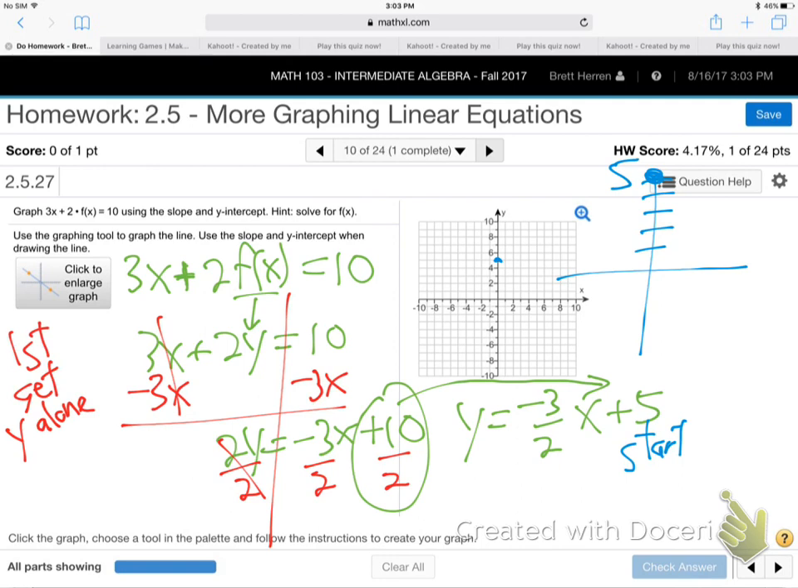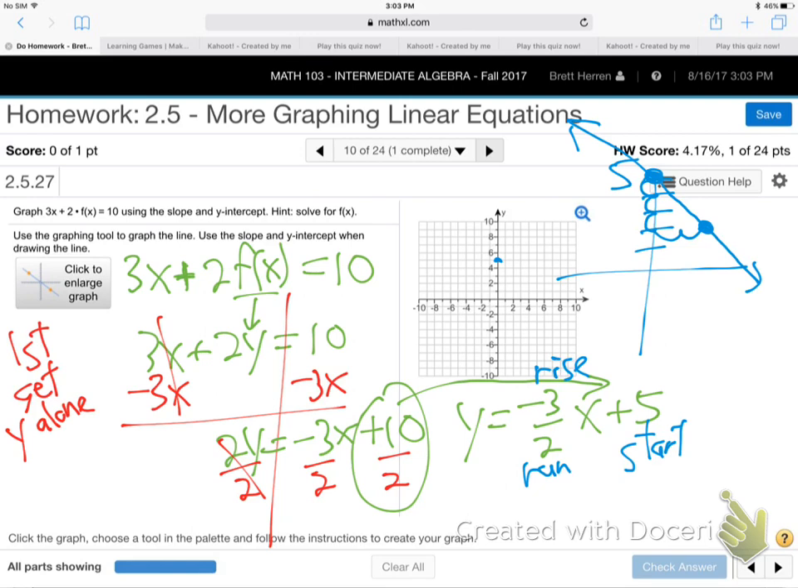And then where would we go from there? Down 3 to the right. Yeah, rise over run. So down 1, 2, 3 over 1, 2. There would be the other dot. Connect the dots. But you have to do it on the line, don't you? Otherwise, Math Excel will yell.